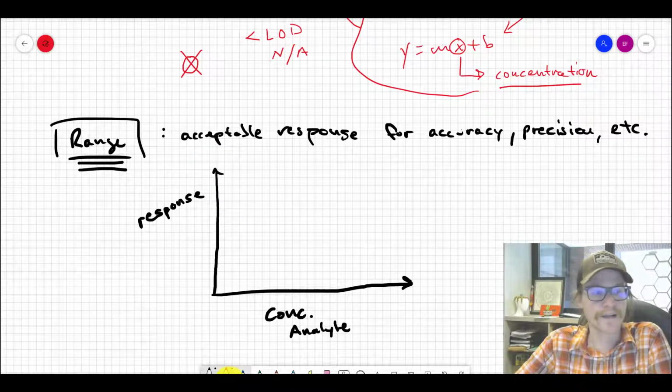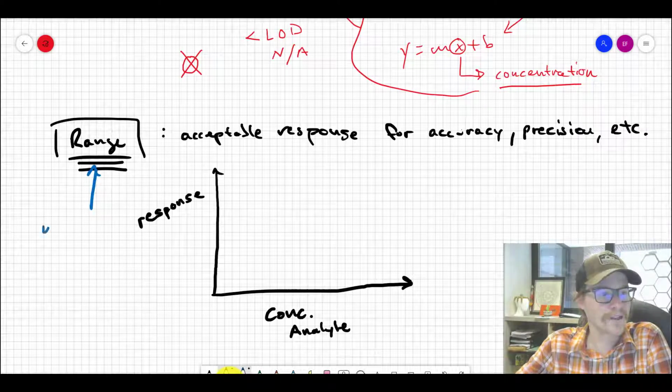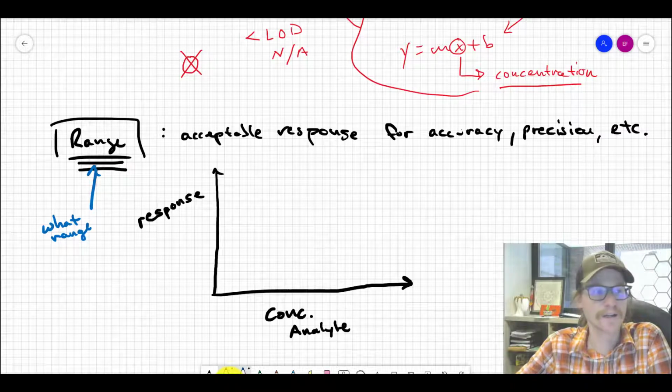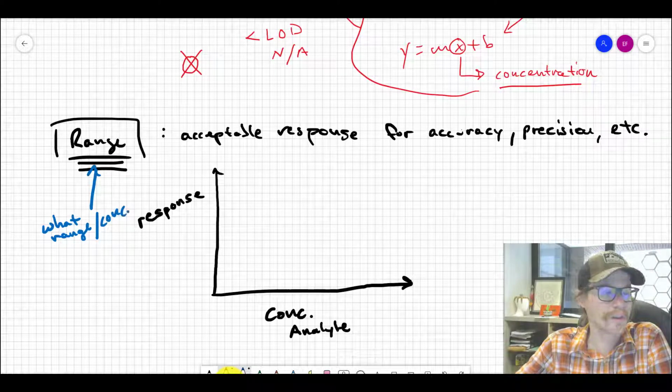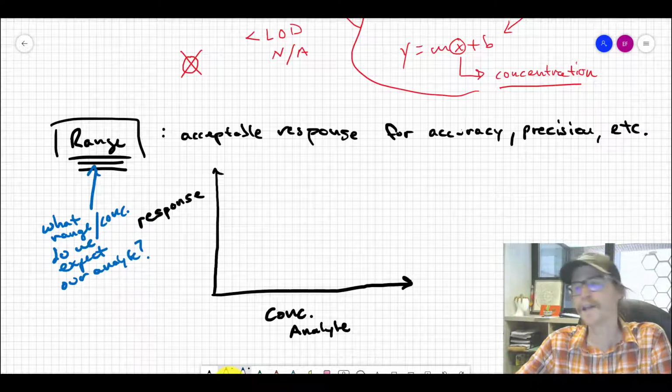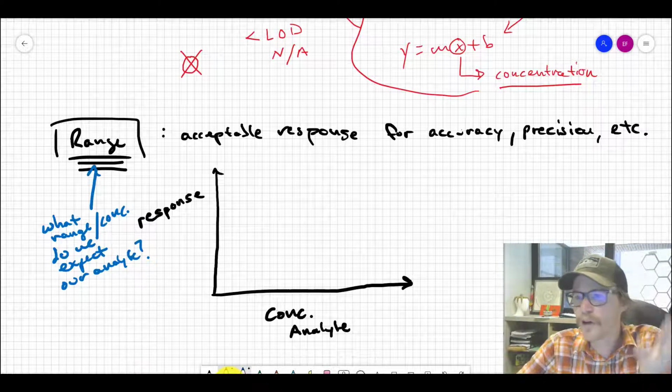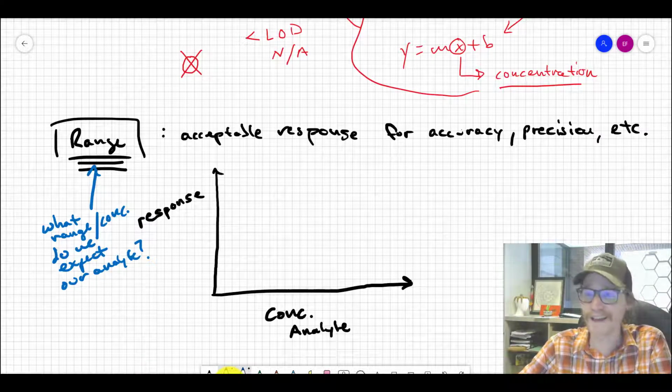And really what we need to consider is, well, what range, what concentration do we expect our analyte to be in our samples, right? You sort of have to know the answer to this, or at least an estimate of this, before you ever do the analysis, right? It's really difficult if you have no idea what concentration you're roughly shooting for. It's difficult to design a methodology for that.